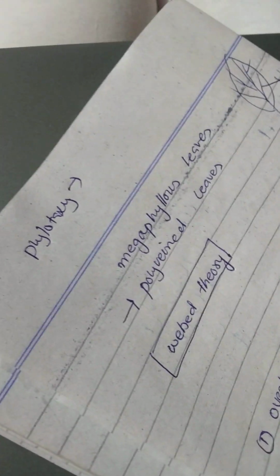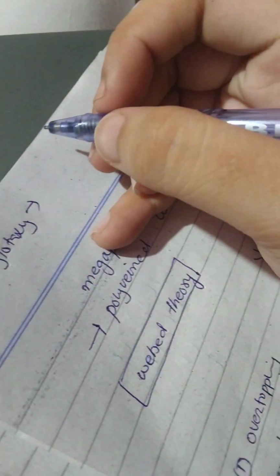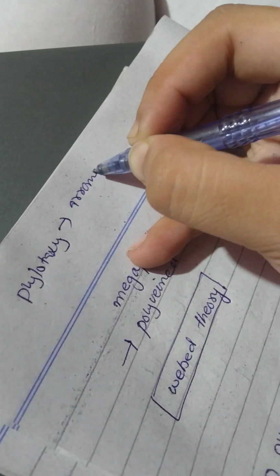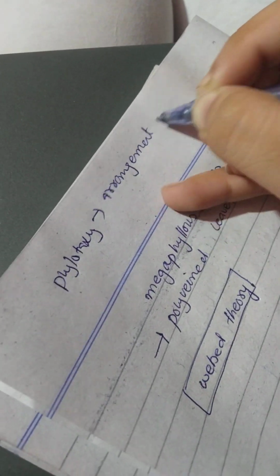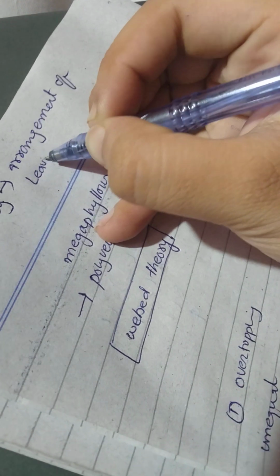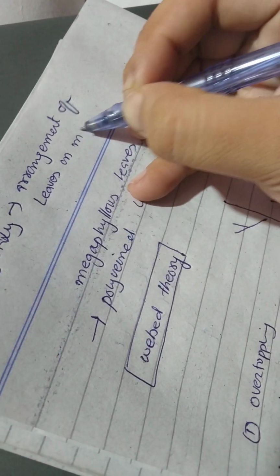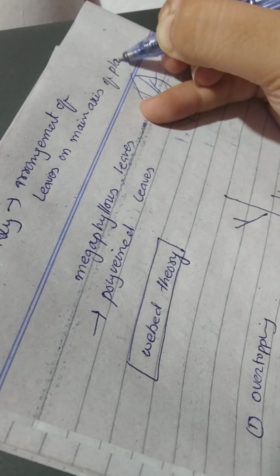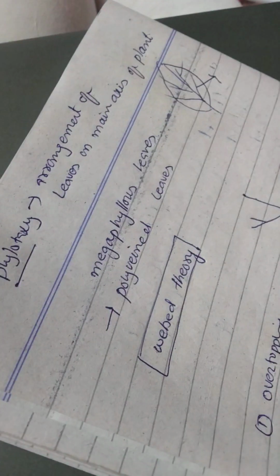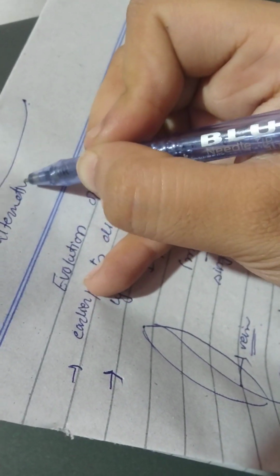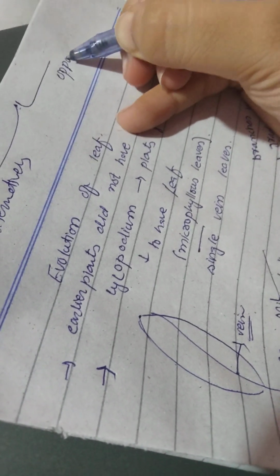Basically, the arrangement of leaves on the main axis of the plant is phyllotaxy. Basically, there are two types of this. There are two types: the first is alternate, and the second is opposite, right?